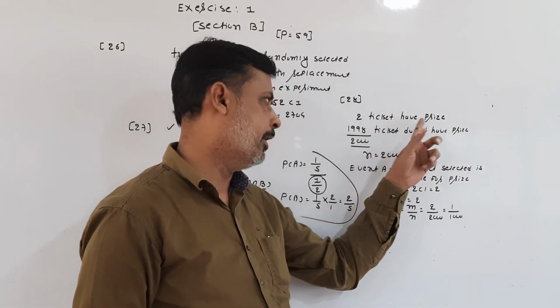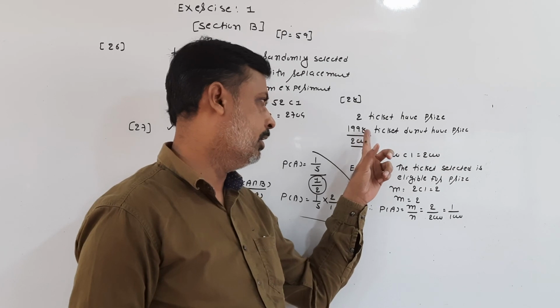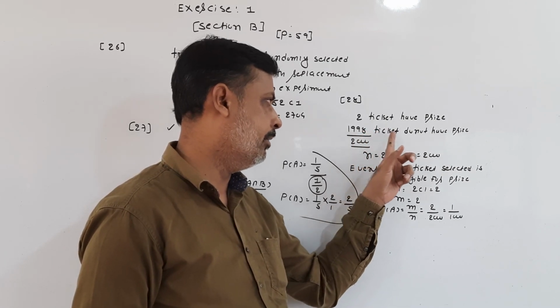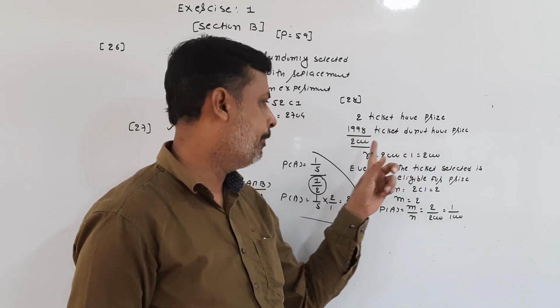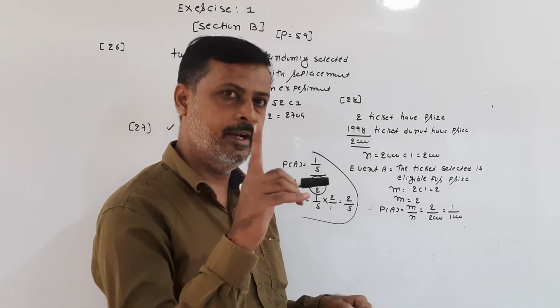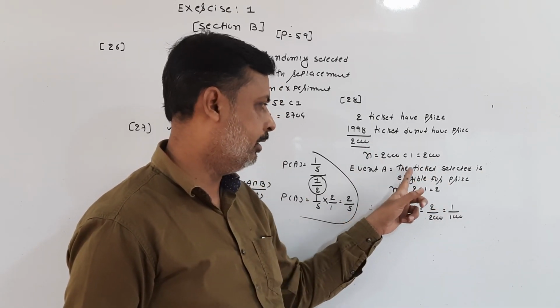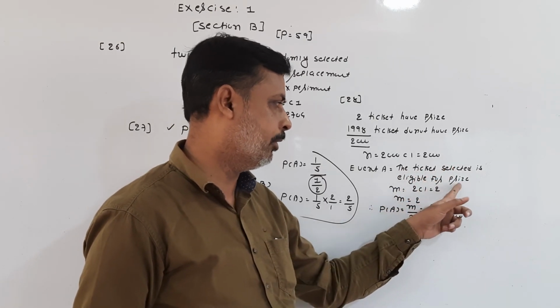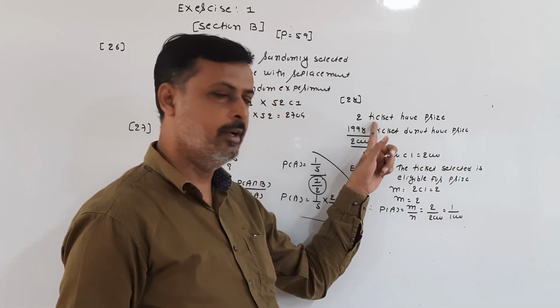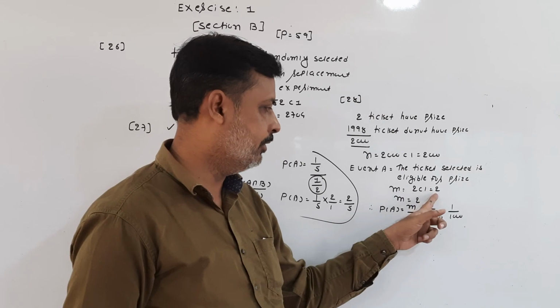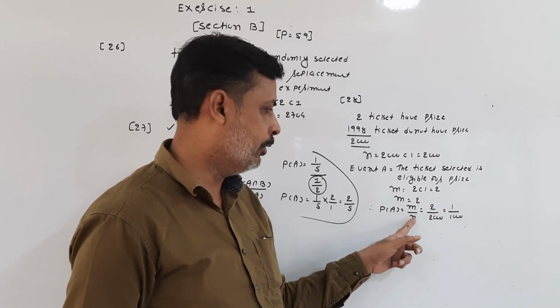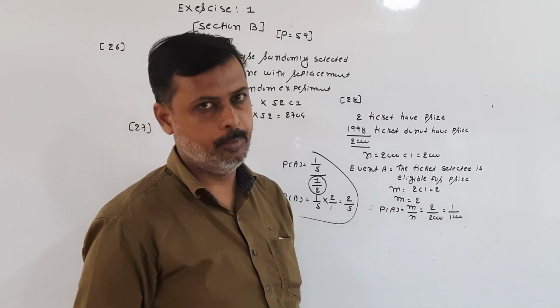So 2 tickets have prize, 1998 do not have prize. So out of 2000 one ticket is randomly selected, 2000. Event A, the ticket selected is eligible for prize. तो प्राइस वाली 2 टिकट में से एक लेगी, 2C1. P of A is equal to m upon n. So answer 1 upon 1000.